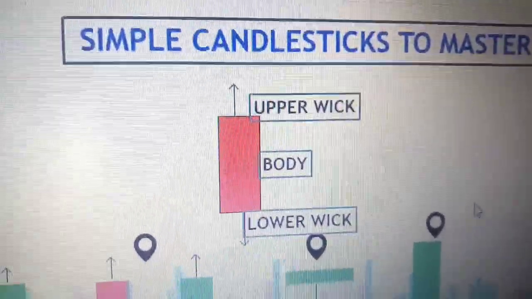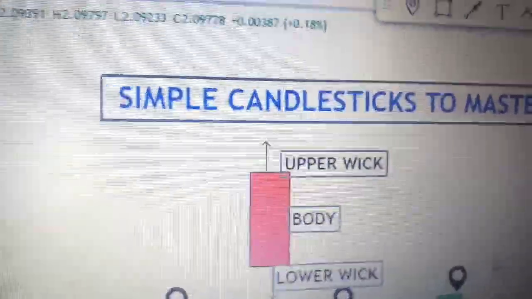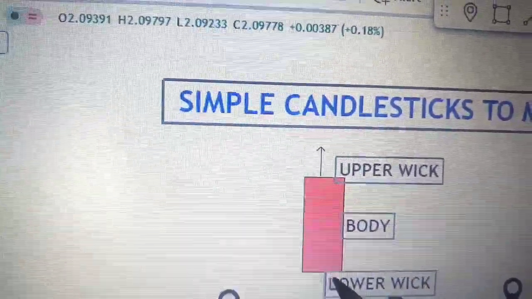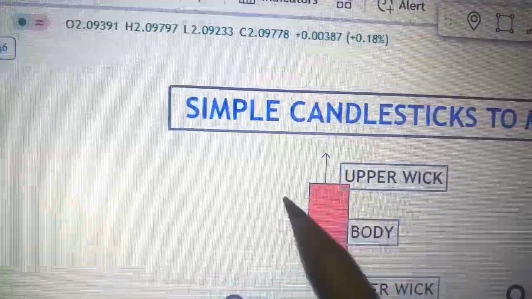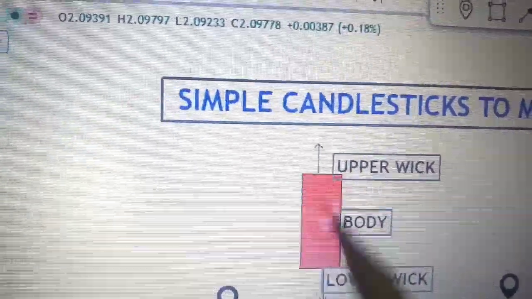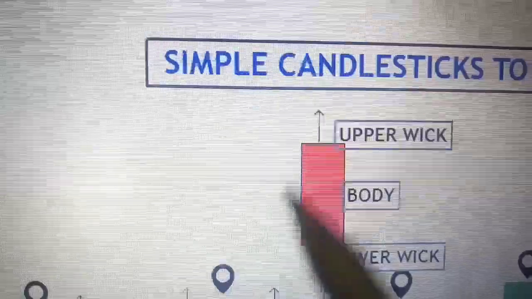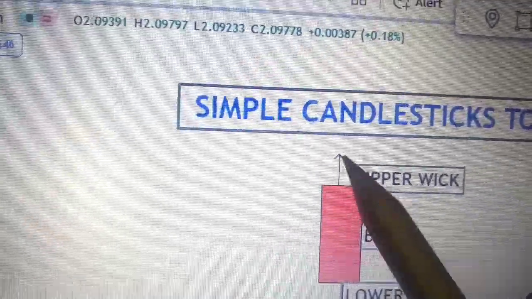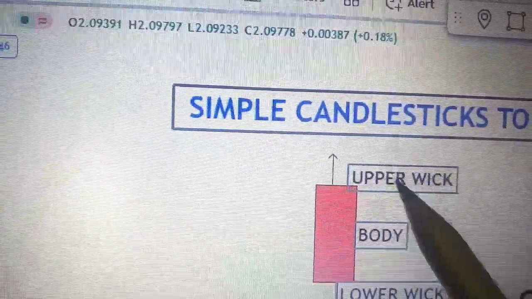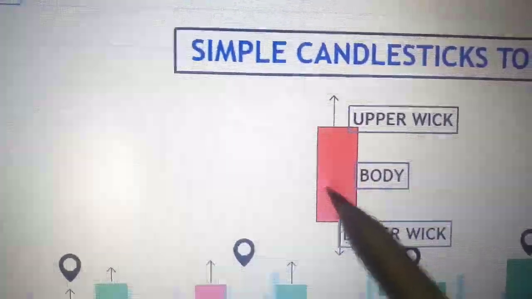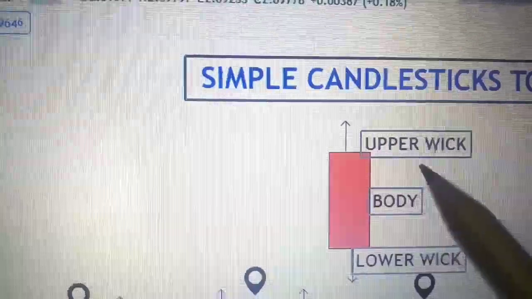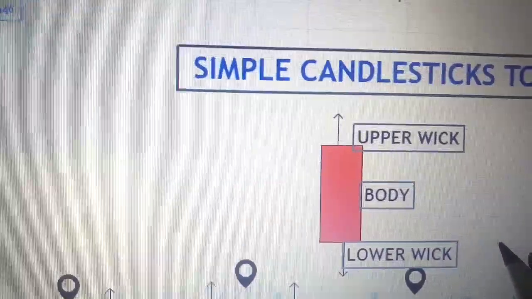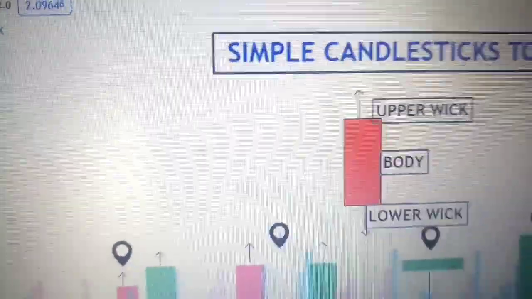So before we start, you have to understand that a candle entails three parts. Okay, a candle has three parts. Now mine is red, but it can be any color. It can be green or red, but mine is red for the purpose of the video. The first part of the candle is called a wick. This line is called a wick, and it is called an upper wick. The middle part of the candle is called the body of the candle. It doesn't matter if the body is long or short, it is called the body. And the lower part is called the lower wick.